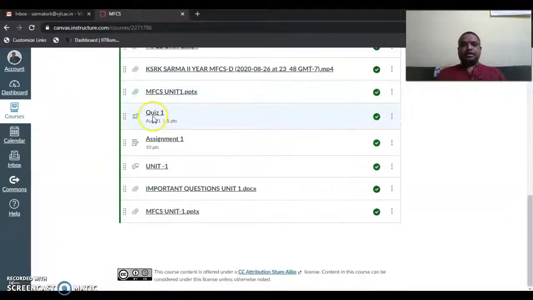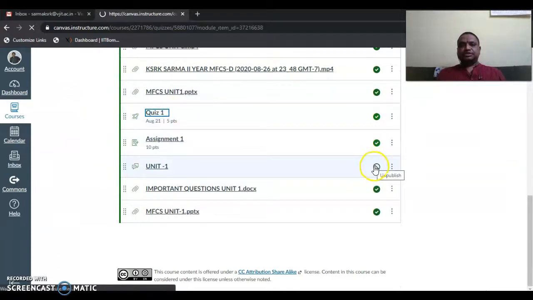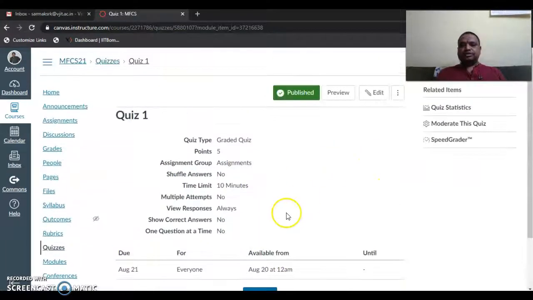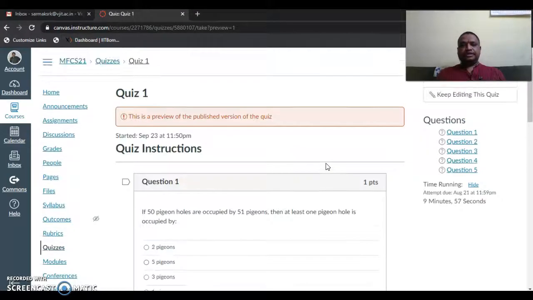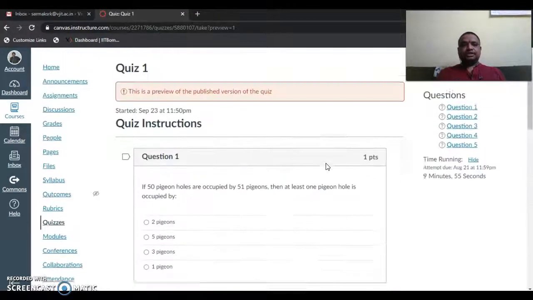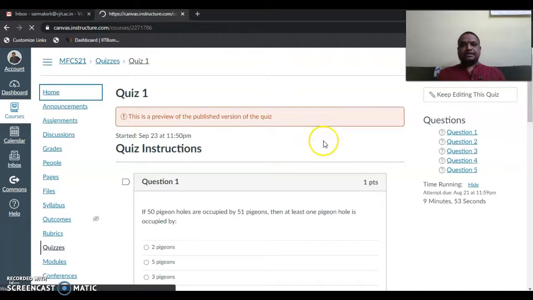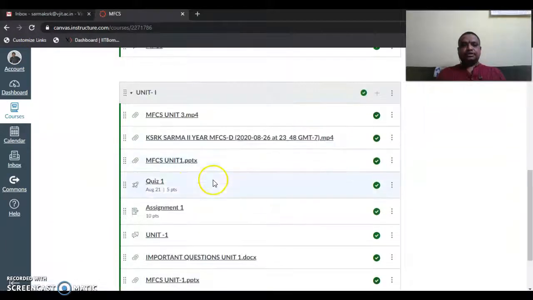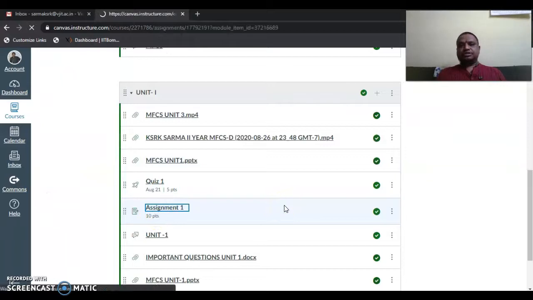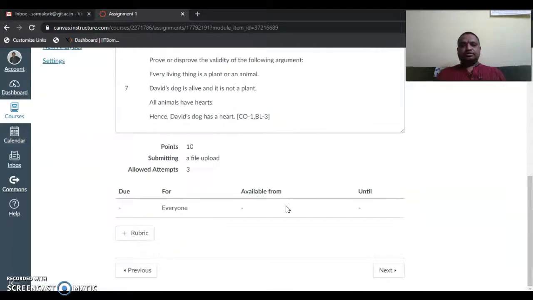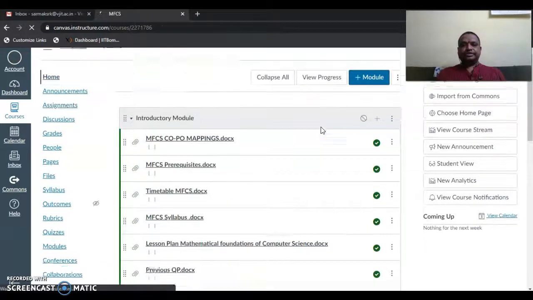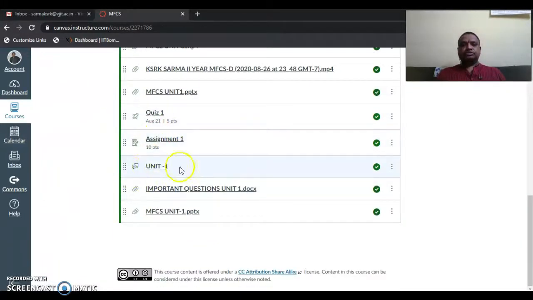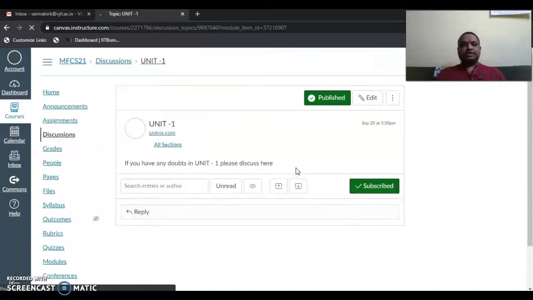I have connected one quiz for the students after the completion of unit 1, and this will be the preview of the class. For 5 points, I have connected a quiz. After that, I have connected one assignment for 10 marks. Then I have created one discussion forum for unit 1 also. If the students have any doubts in unit 1, they can discuss here.